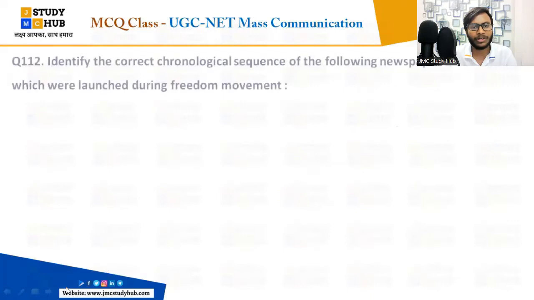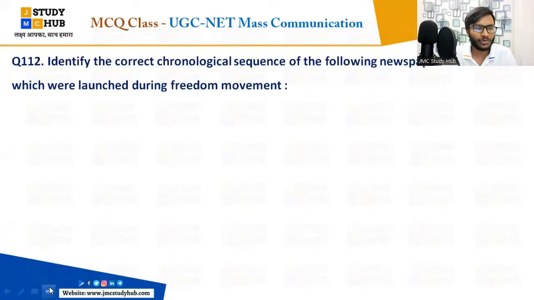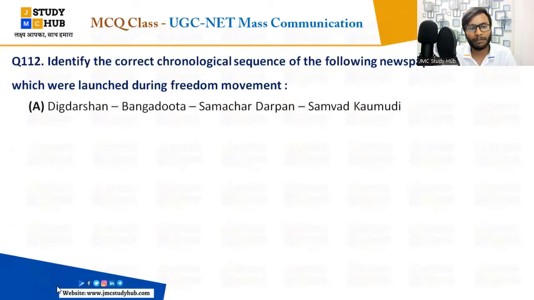Next, question 112 is about the newspapers launched during the freedom movement. Jo freedom movement ke dauran launch hue newspapers, unko sequence mein arrange karna hai. Digdarshan, Bangdut, Samachar Darpan, Samvad Kaumudi. I think there is no need of the options; you can arrange it well, because hum logon ne discuss kar liya hai. If anybody can answer, please answer. Very important question. Digdarshan, Samachar Darpan and Samvad Kaumudi we have already discussed in previous classes. The only new thing here is Bangdut.